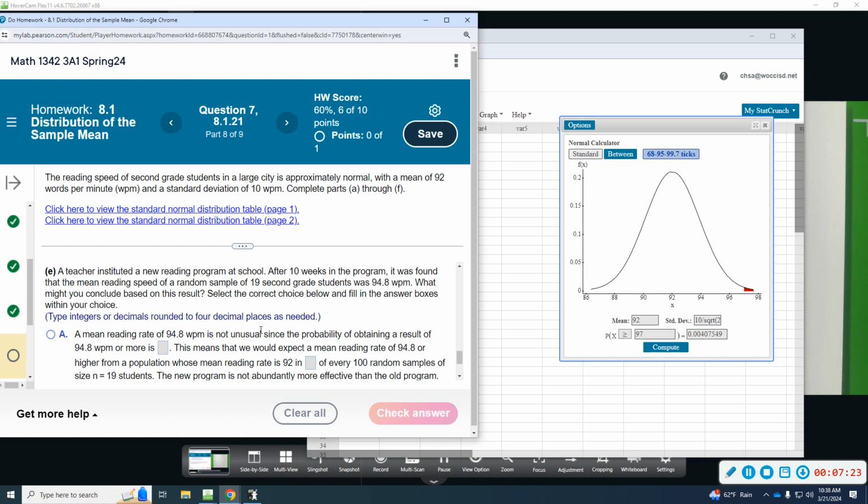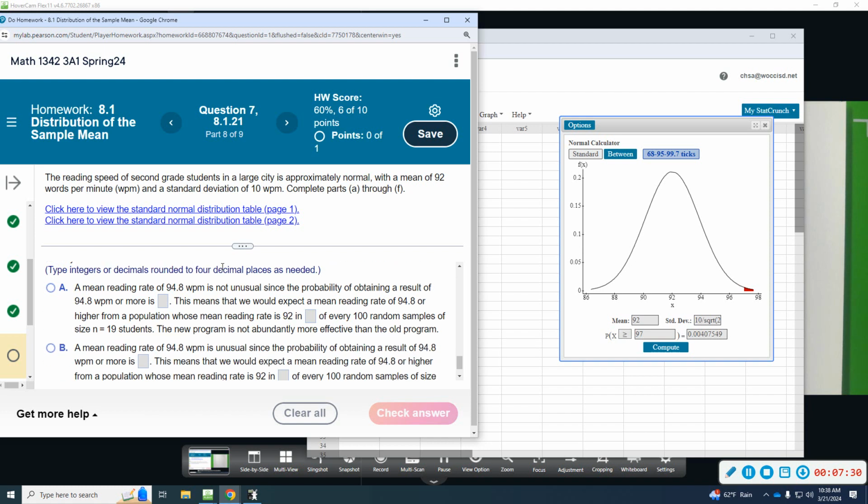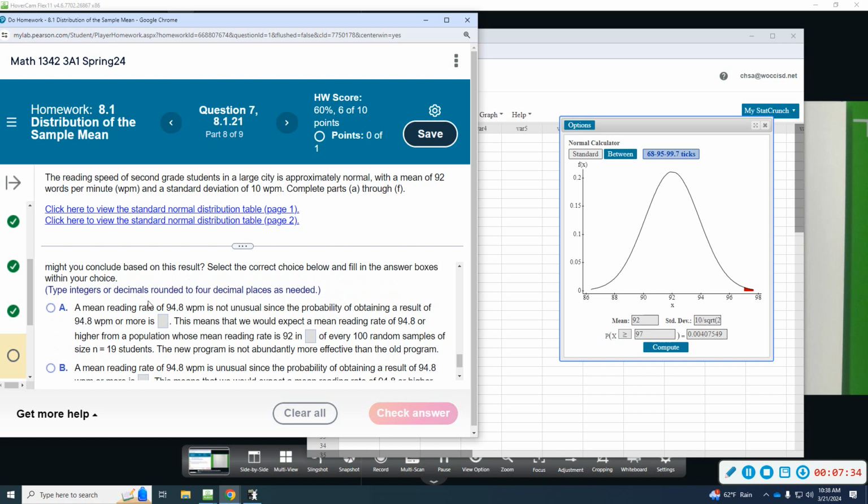What might we conclude based on these results? We're going to select the choice that best explains, and we're going to fill in the boxes. So we have two options. A mean reading rate of 94 is not unusual since the probability of obtaining a result is more than blank.